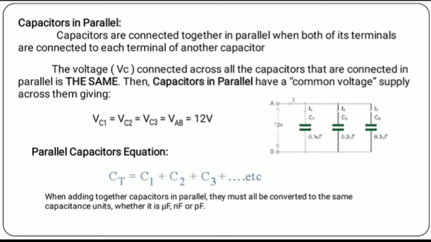And then here we can see the parallel capacitor equation, which is CT is equal to C1 plus C2 plus C3. When adding together capacitors in parallel, they must all be converted to the same capacitance units, whether it is microfarad, nanofarad or picofarad, but they have to be in the same units. And the figure represents the capacitors in parallel. The capacitors are connected in parallel, and these are the equations of the parallel capacitor.